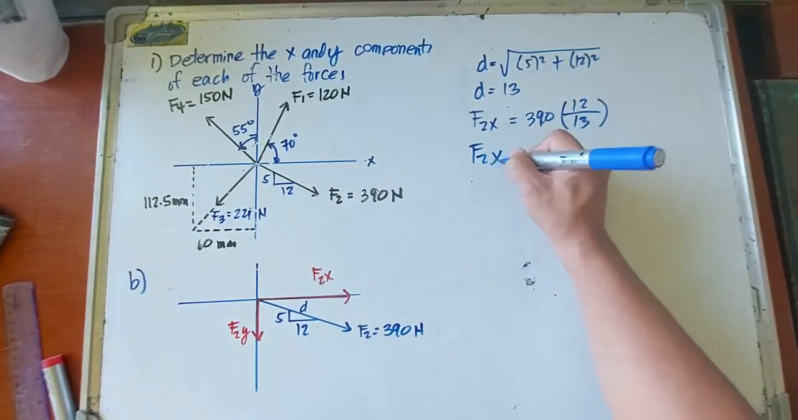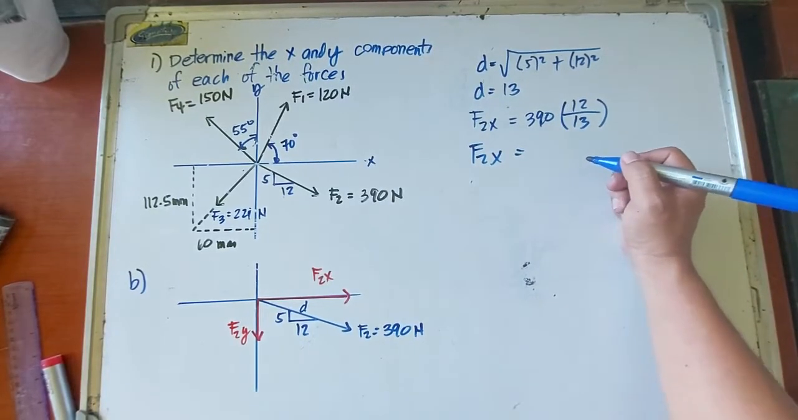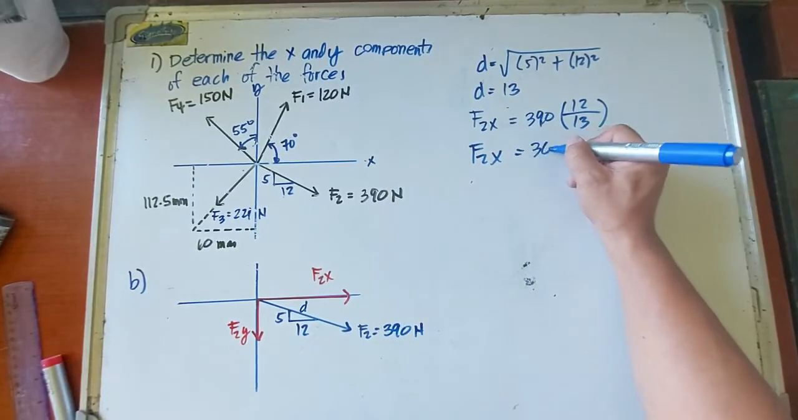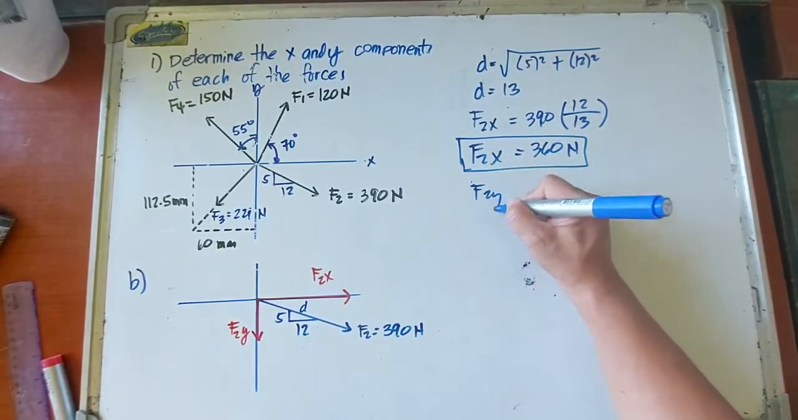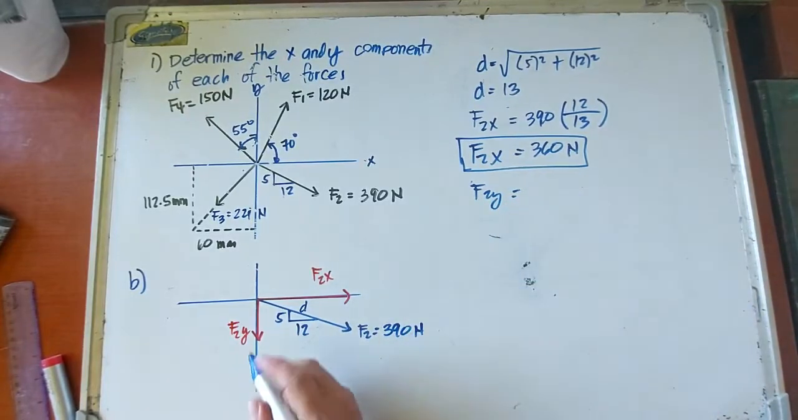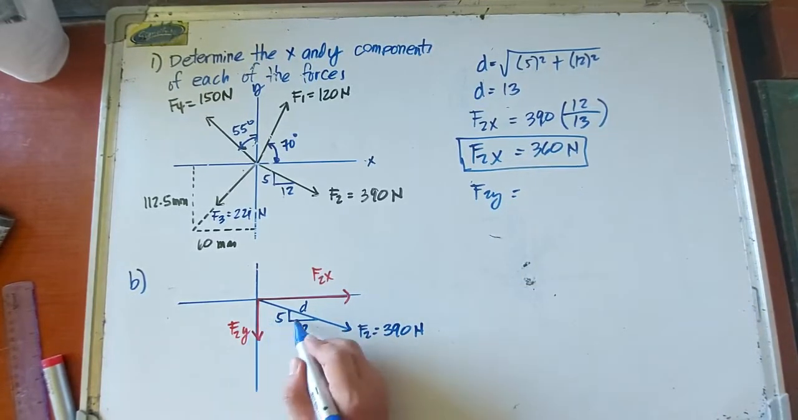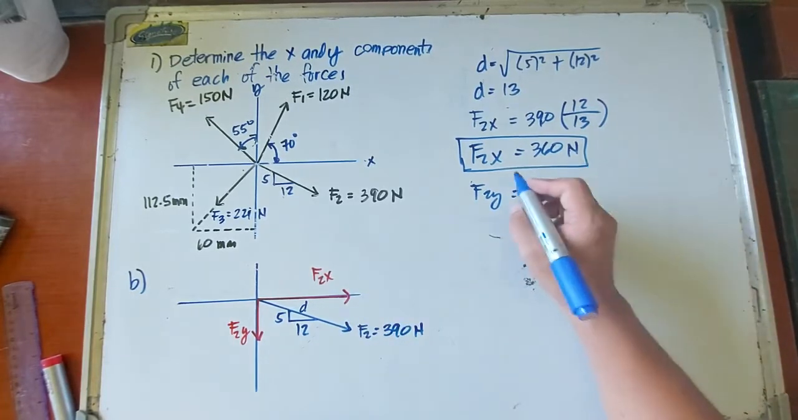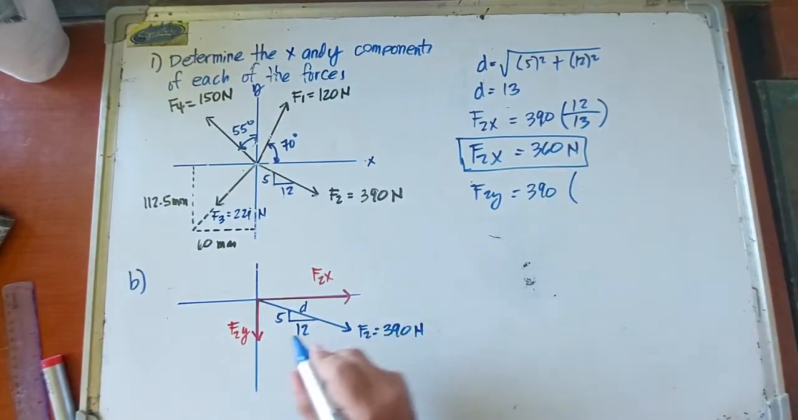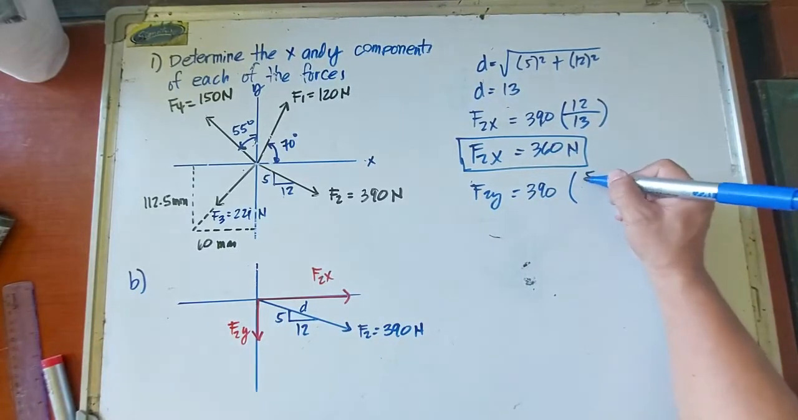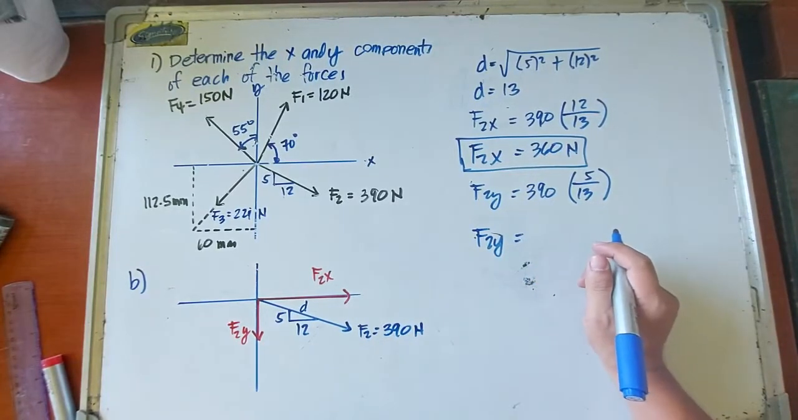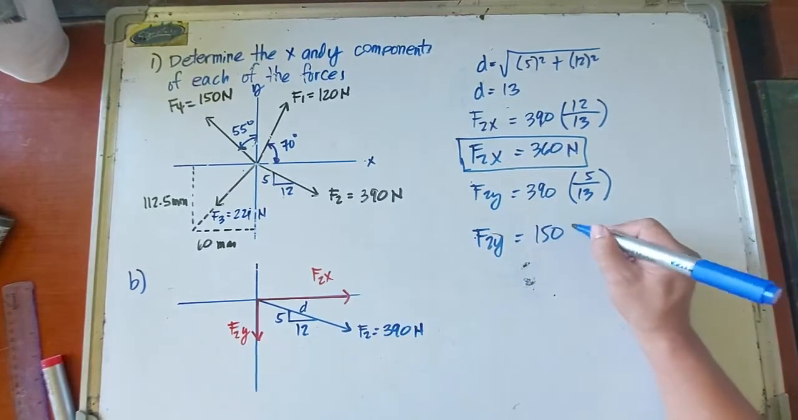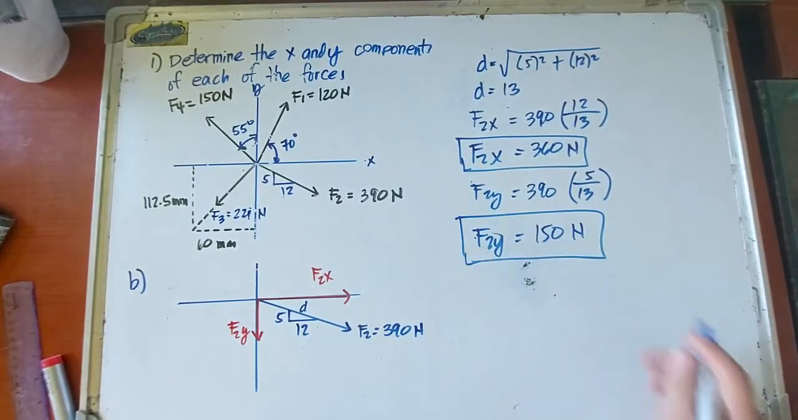So F2x is equal to 360 newtons. So that is the component along X. And F2y, y is vertical, so we're going to use the vertical dimension. So we have 390 times vertical over the hypotenuse, that's 5 over 13. So F2y is equal to 150 newtons. So these are the components along X and Y axis.